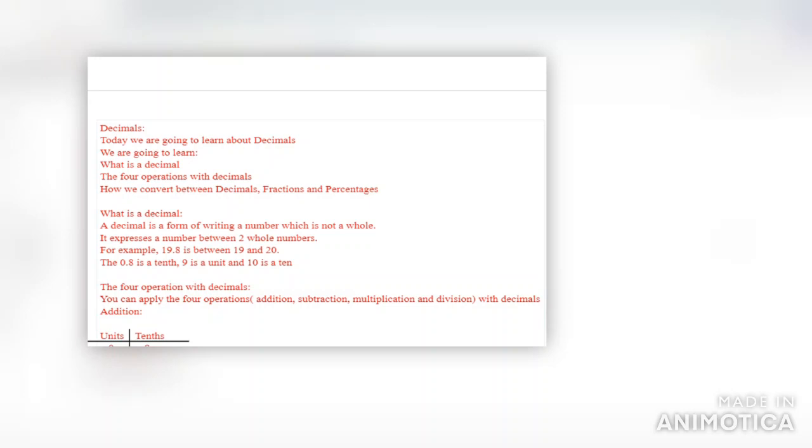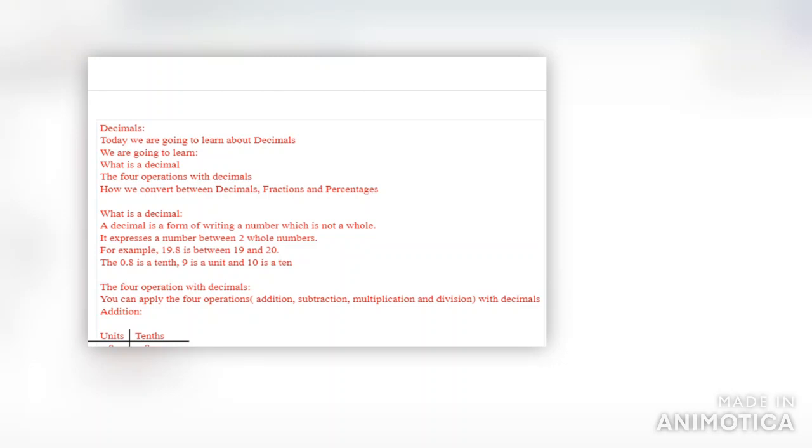A decimal is a form of writing a number which is not a whole. It expresses a number between 2 whole numbers. For example, 19.8 is between 19 and 20. The 0.8 is a tenth, the 9 is a unit, and the 1 is a 10.